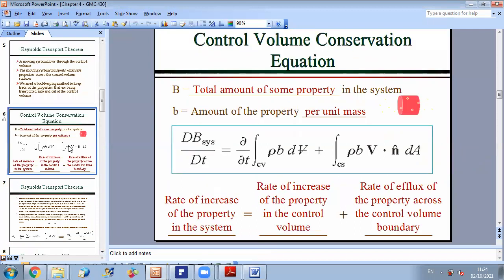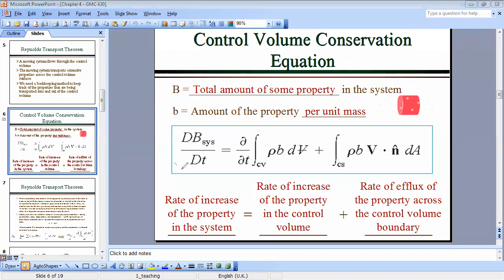Okay, so what is the idea now? We will try to connect, as we said, what is happening in a system and what is happening in a control volume. The idea is that we will demonstrate that the variation of a certain property of the system is equal to the variation of the property in the control volume plus the fluxes that are crossing in and out of the control surface. Okay, so we will try to apply a certain 2D problem together to demonstrate this.